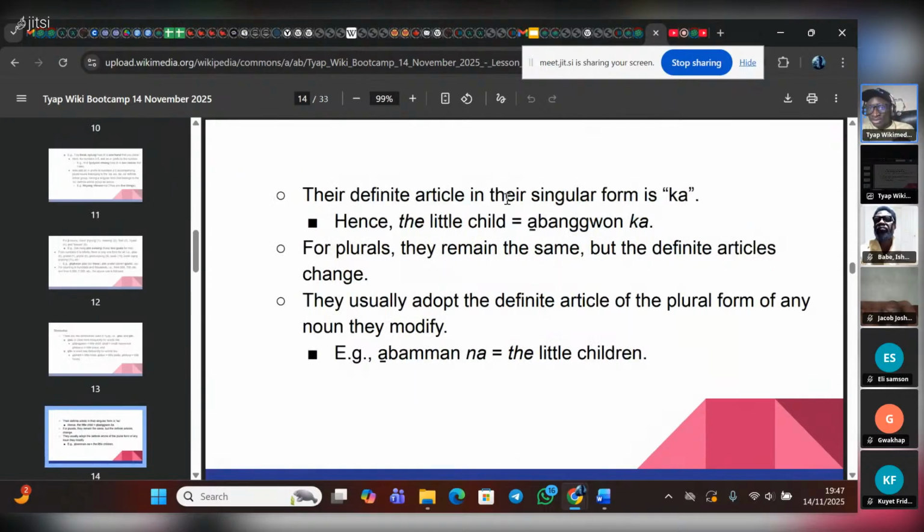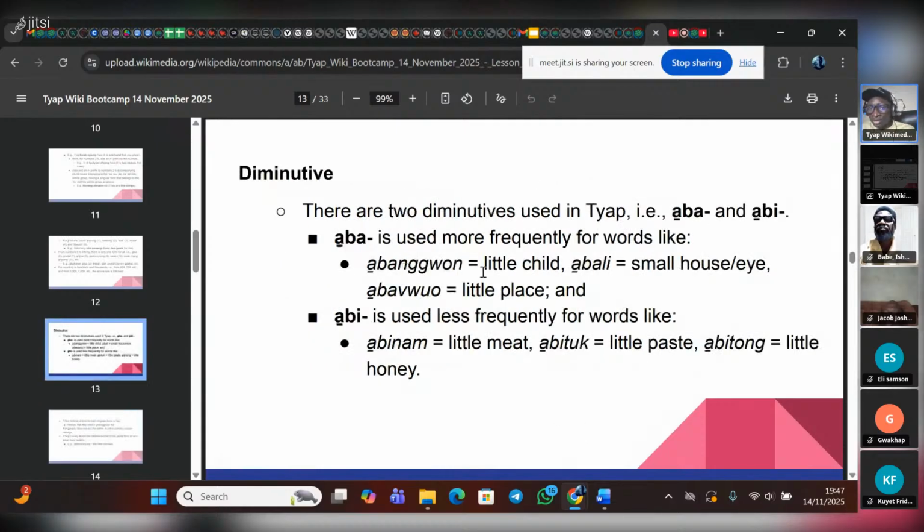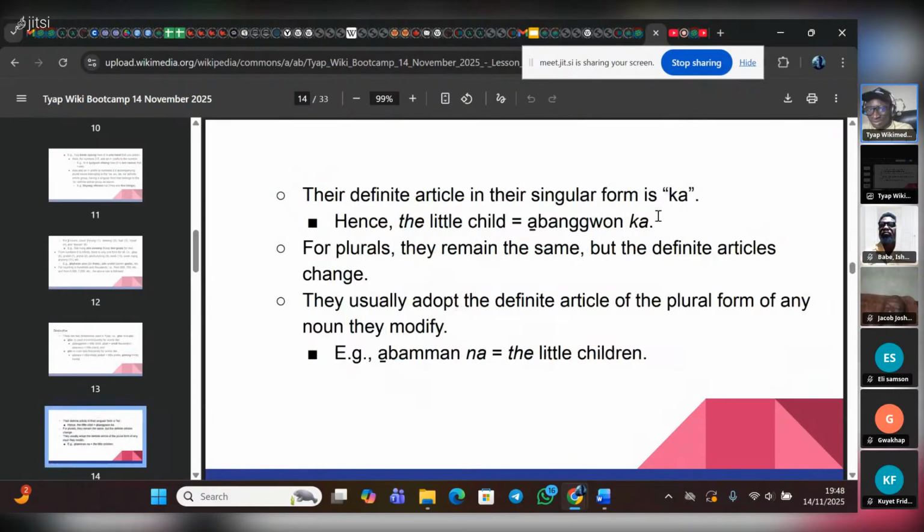Now, their definite article in their singular form is usually ka. So when you look at all these words, both the aba and abi, they are singular words. The definite article in their singular forms is usually ka. So abangonka is the little child. Abavoka, the little place. Abalika, the little house, the little eye. The same thing with abinamka, the little meat. Abituka, the little honey. So that's what this very point is explaining.